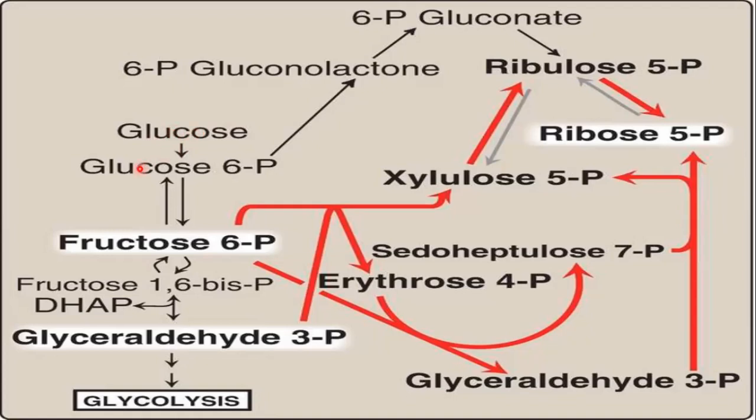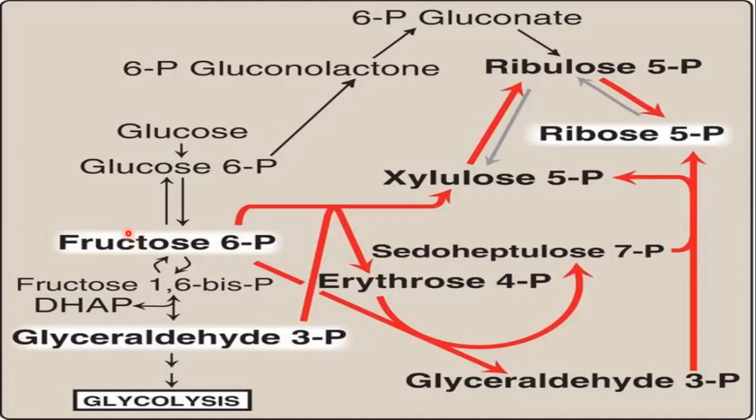Now, let's start here. Glucose is phosphorylated to form glucose 6-phosphate. Then glucose 6-phosphate will undergo these three oxidative reactions in the pentose phosphate pathway to form ribulose 5-phosphate. Then ribulose 5-phosphate is isomerized by ribose 5-phosphate isomerase to form ribose 5-phosphate.